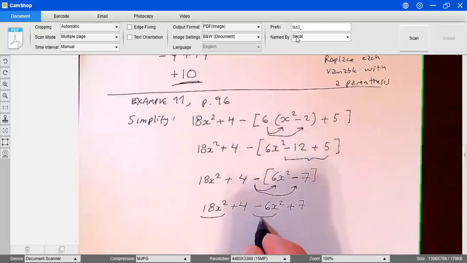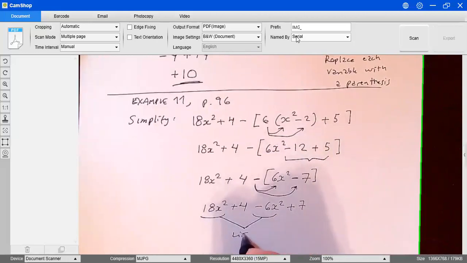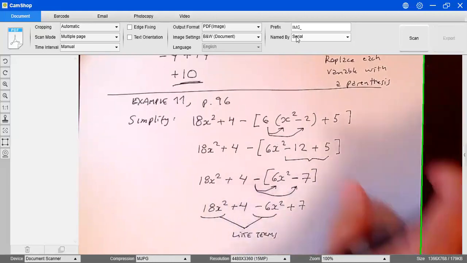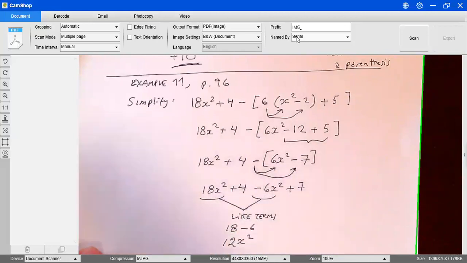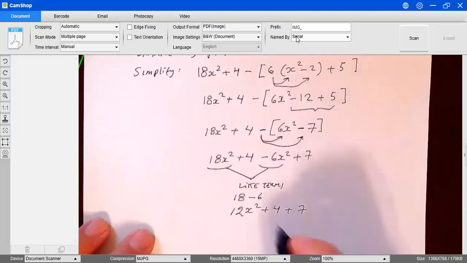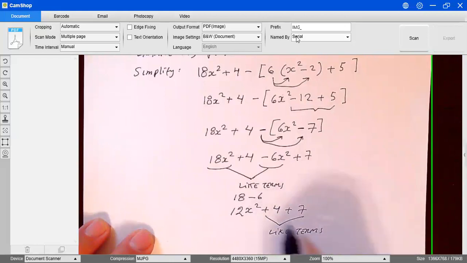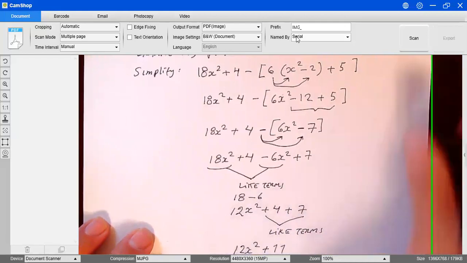So let's work this. These are like terms. So we have 18 minus 6. Remember, we work with the coefficients. And 18 minus 6 is just 12 and x squared. Then we write the rest. We have plus 4 plus 7. It turns out that these are also like terms. So you can add them up. You're just going to get 7 plus 4, which is 11. And you write the rest. And this is the final answer.